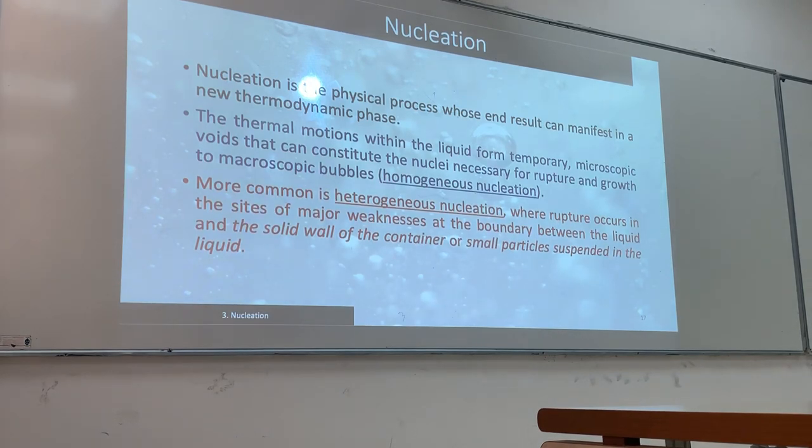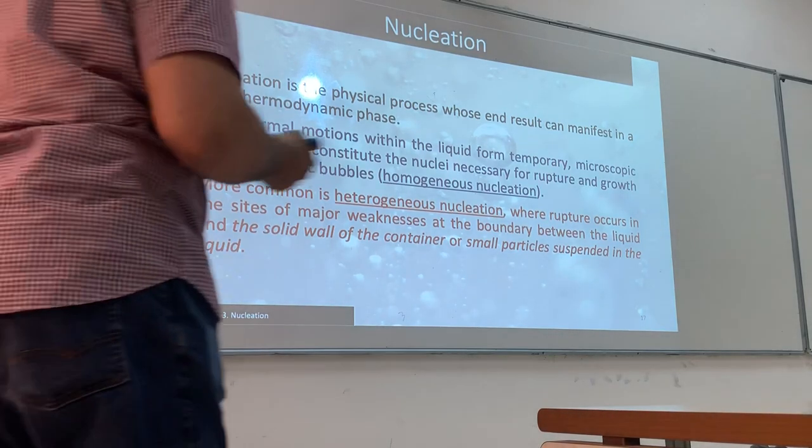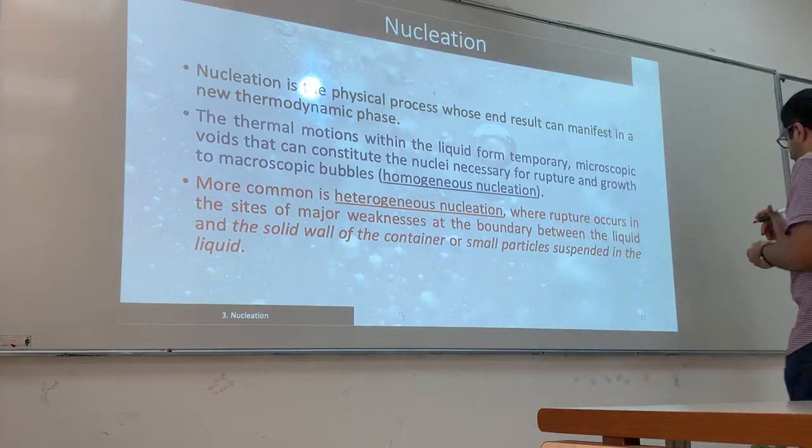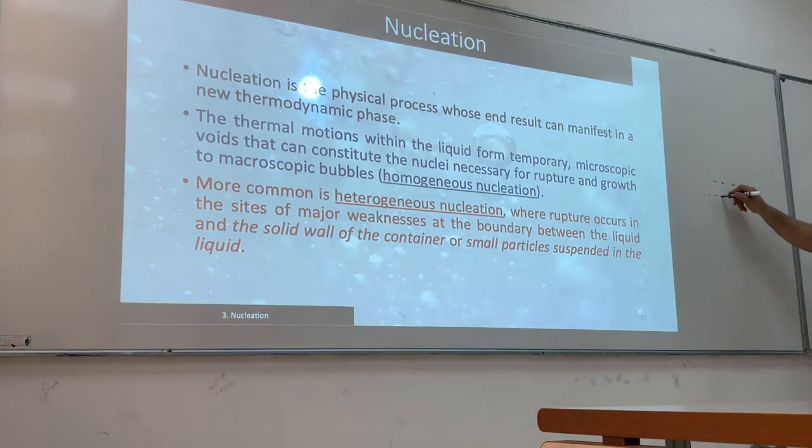More common is heterogeneous nucleation, where rupture occurs in the sites of major weaknesses at the boundary between the liquid and the solid wall of the container or small particles suspended in the liquid. So for example, if we have a liquid, the pressure here is much different than the pressure there. So we see a cavity here, okay? So this is very small, maybe one micrometer. It expands to maybe 10, 100 micrometers, and we see a bubble, okay?